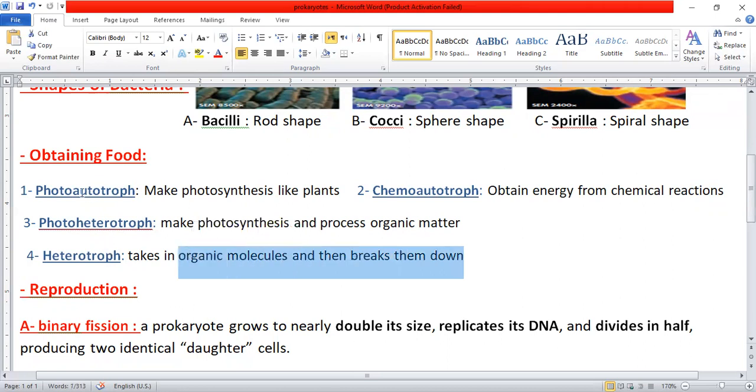Okay, so we have photoautotrophs, which make food by using light. Chemoautotrophs make food by using energy from chemical reactions. We have heterotrophs. They can't make food, so they take in organic molecules and break them down. And we have photoheterotrophs. They can do photosynthesis if light is available, and they can also process organic compounds like the heterotrophs. So it's something like a combination between the photoautotrophs and the heterotrophs. We call them photoheterotrophs.